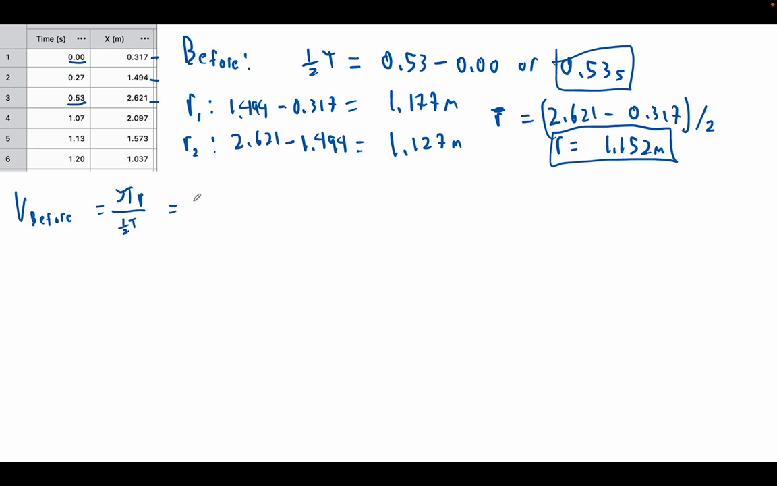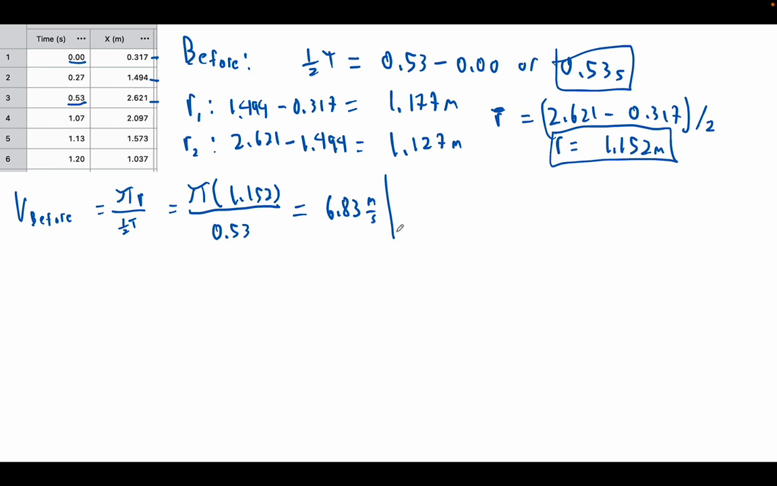Okay, so we're going to go pi times 1.152 divided by 0.53. Let's see if I can do that here. Pi times 1.152 divided by 0.53. 6.8. I'll just say 6.83. Okay. And that is our velocity. That's our best guess at our velocity.